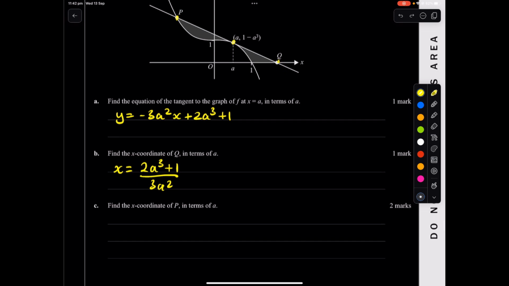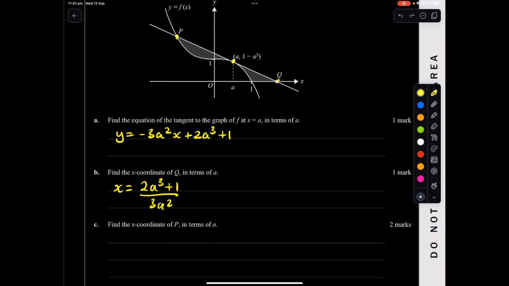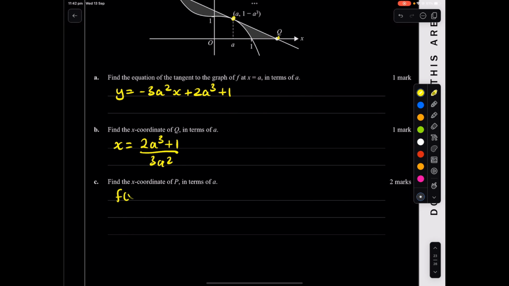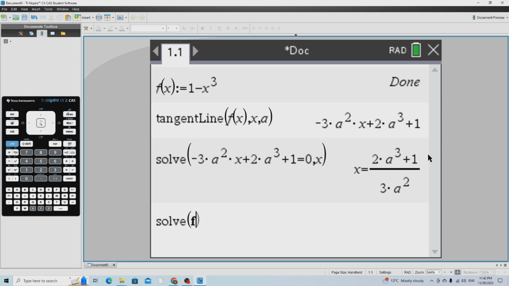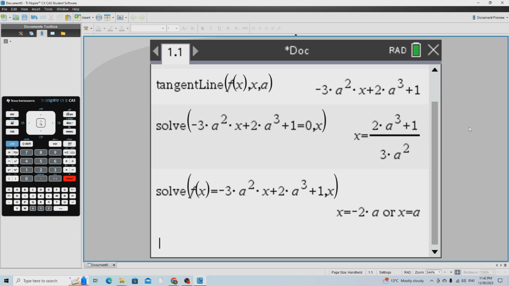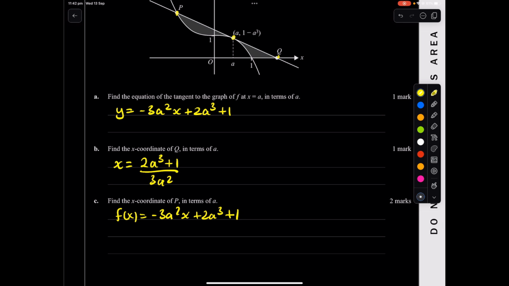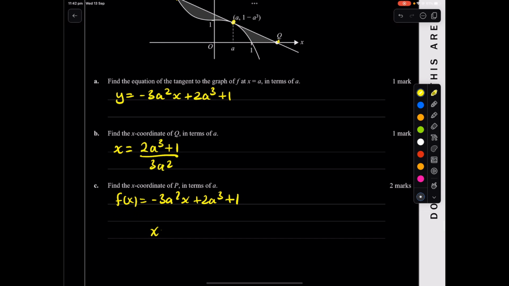That's done. Find the x coordinates of P in terms of a. So P is the intersection of the graph of this and the graph of f of x. So we can just say f of x is equal to negative 3a squared x plus 2a power 3 plus 1. So we want to solve f of x equals this over here, comma x, done. So your P coordinate is just x equals negative 2a. Done.